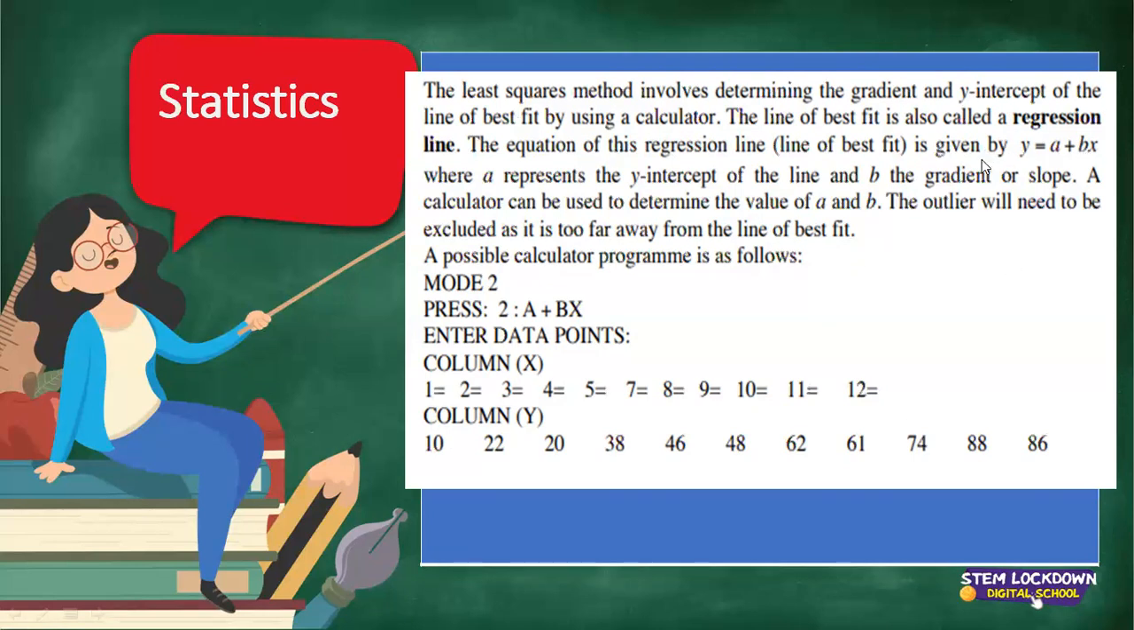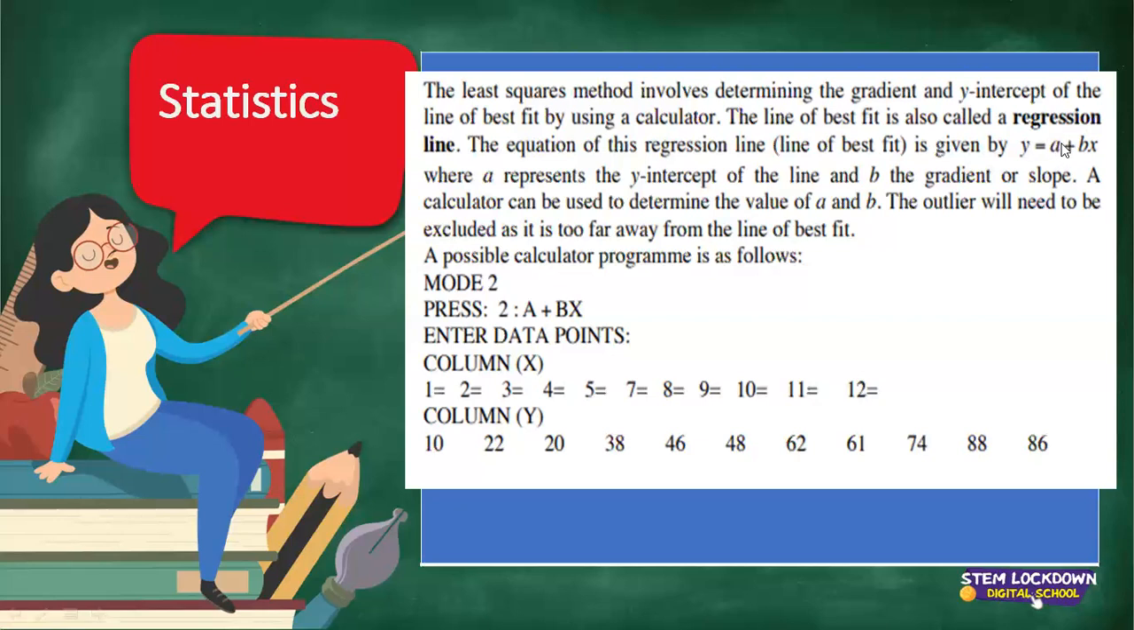So what's the equation of regression? The equation of regression is y equals a plus bx, where a represents your y-intercept and b represents your gradient. Your b represents your gradient, or your slope, and your a represents the intercept on the y-axis.